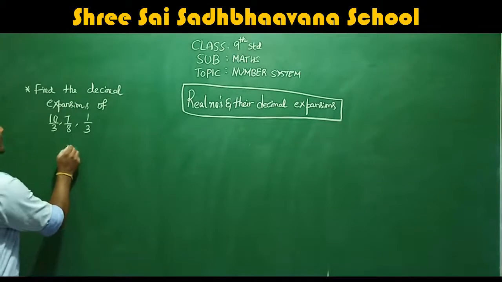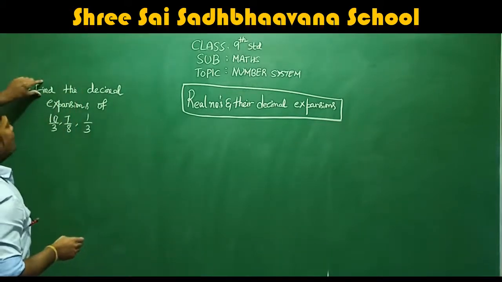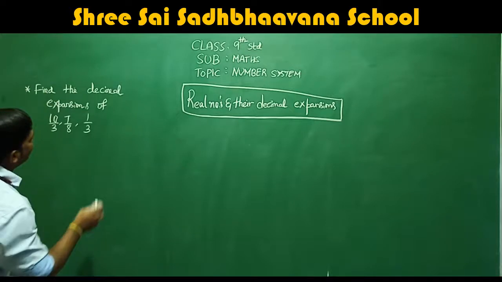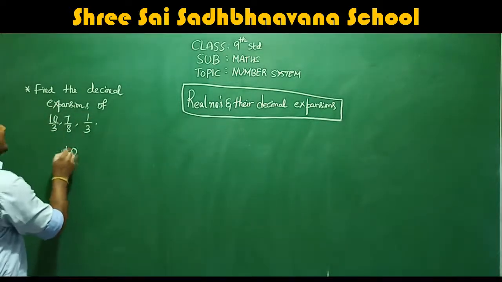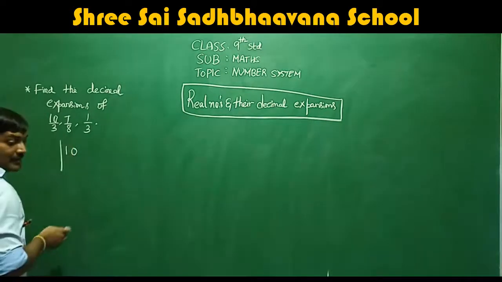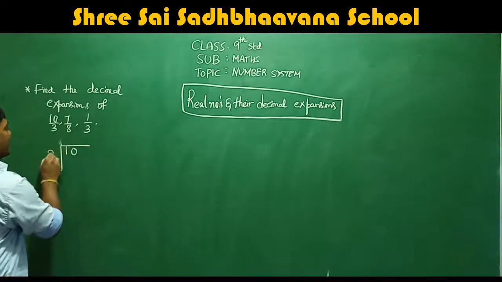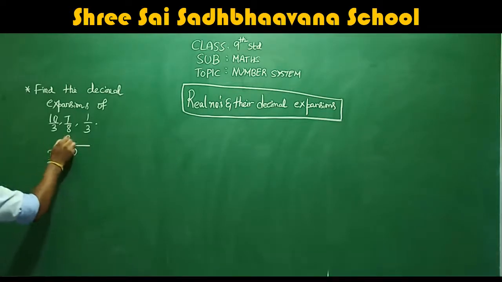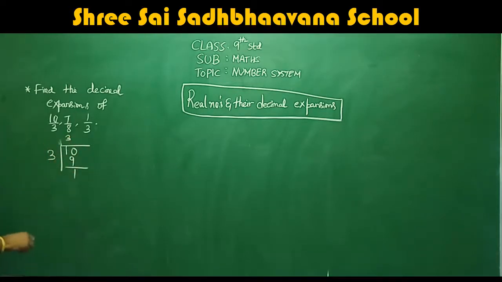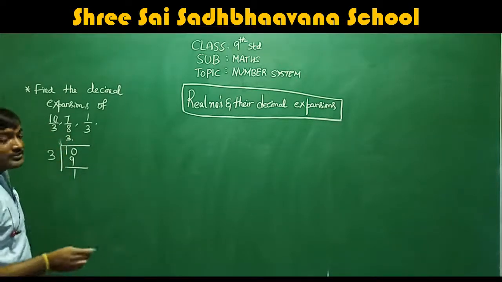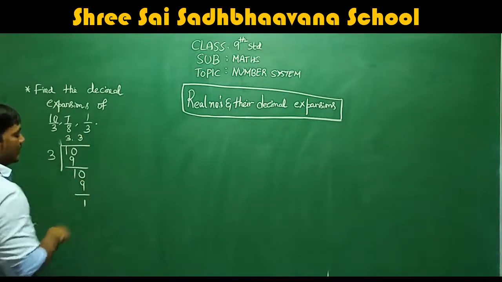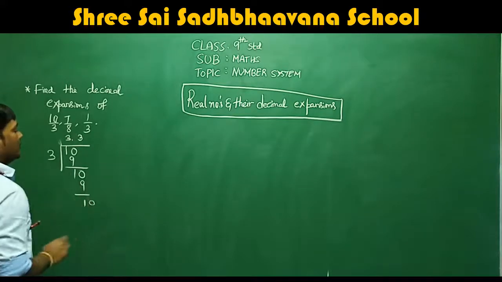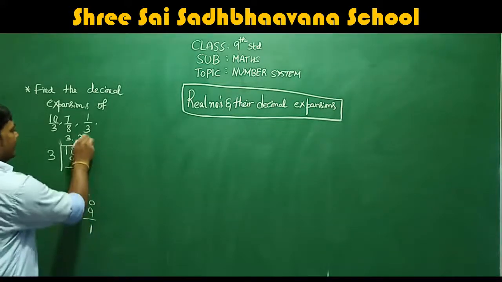Let me take one example: find the decimal expansions of 10 by 3, 7 by 8, and 1 by 3. Let me divide 10 by 3. What do you get? 3 threes are 9, so the remainder is 1. You cannot solve it directly, so put a decimal point and take 0, making it 10. 3 threes are 9, again you get 1. Put 0 again, take 3 threes are 9.